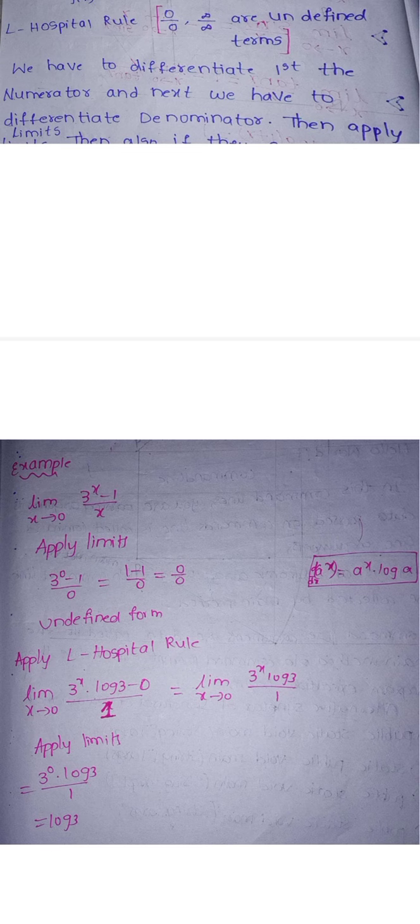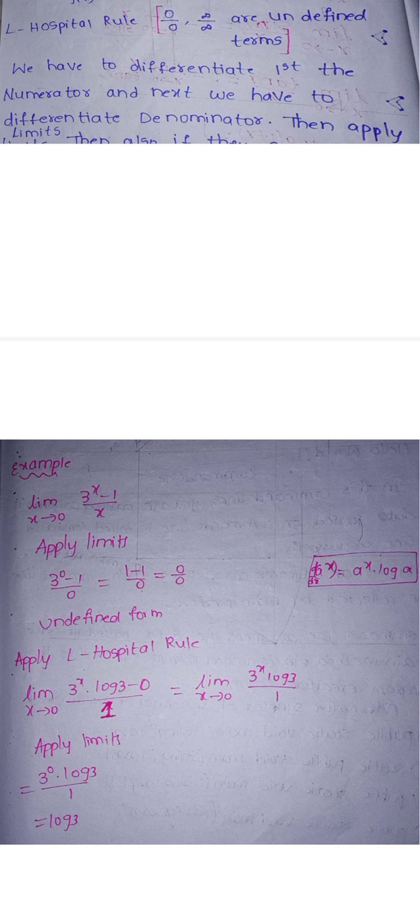What is L'Hospital rule? First we differentiate the numerator, next we differentiate the denominator, and then we apply the limits. The same thing I did here. Limit x tends to 0, first I differentiated the numerator, 3 power x, which is in the form a power x. Differentiation of a power x is a power x log a. Here, in place of a, 3 is there, so 3 power x into log 3. Differentiation of constant is 0, so minus 0, by differentiation of x, which is 1.